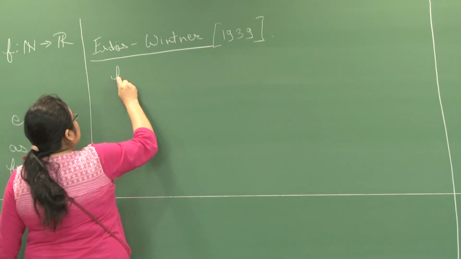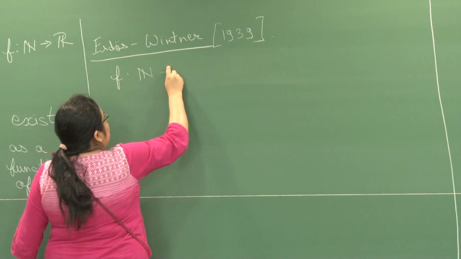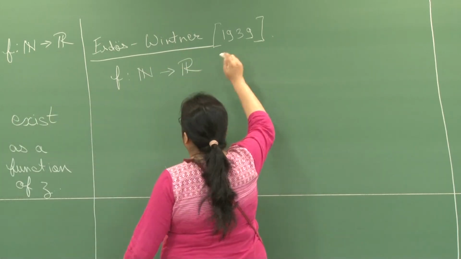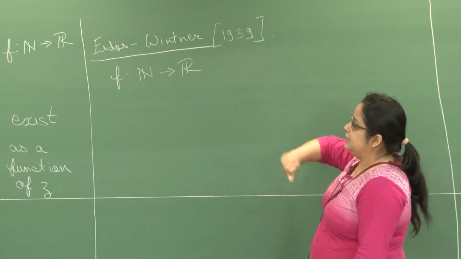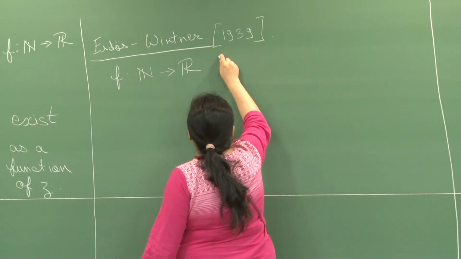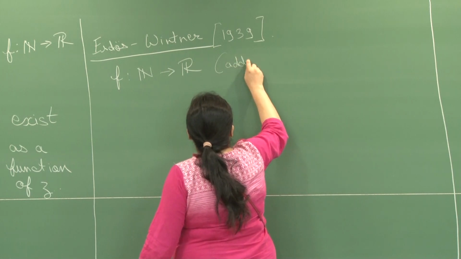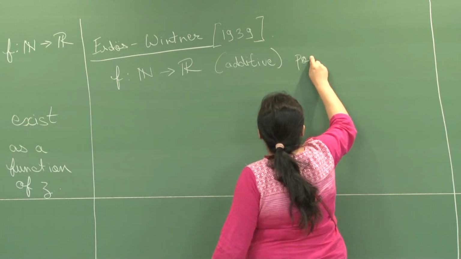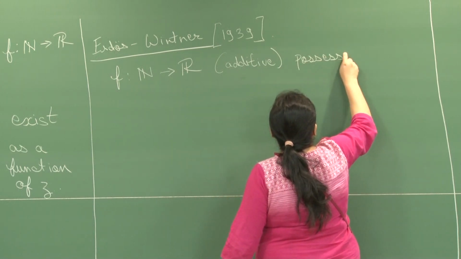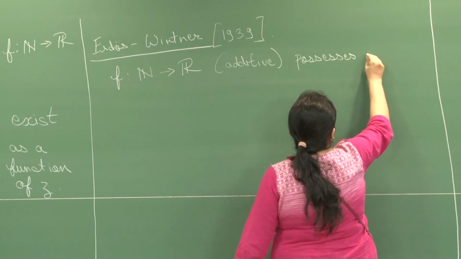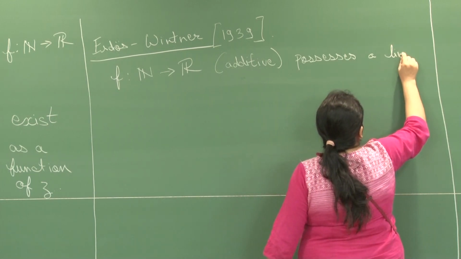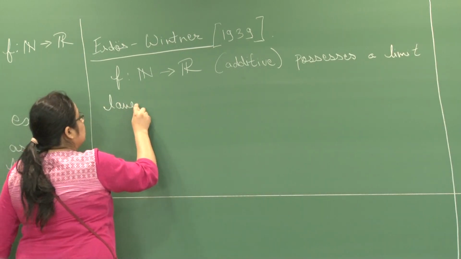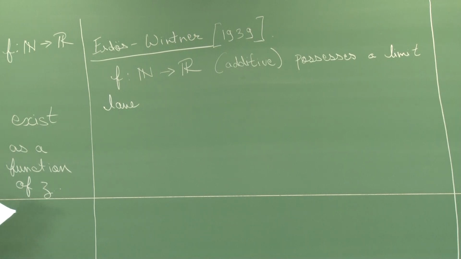So, this theorem states the following. f from N to R possesses a limit law, and they answered this question for additive functions. This possesses a limit law if and only if the following happens.